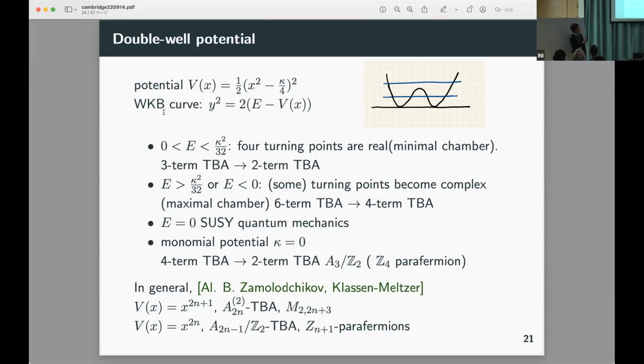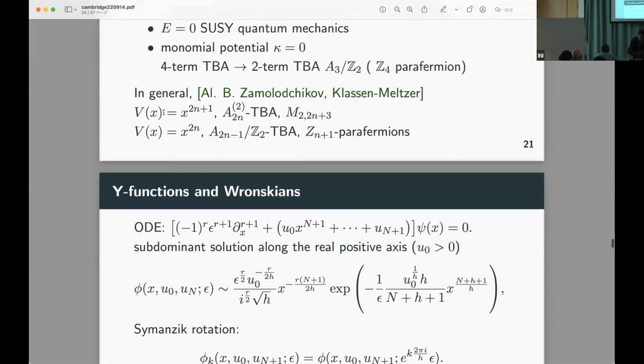And again, for some monomial potentials, we have a specific form of TBA equations, which describe the Z4 parafermion. So in general, the monomial potential has some specific non-unitary minimal models, and also the Z_{n+1} parafermion cases. So this is the difference between the minimal chamber and the maximally symmetric point.